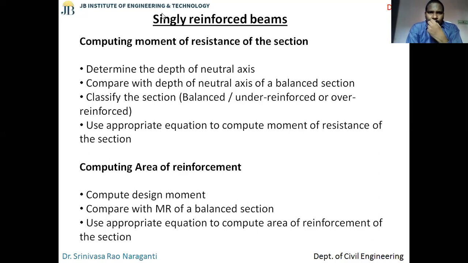Let us see. Okay, here is computing the area of reinforcement. If you want to find out the area of reinforcement, first you find out the design moment. Once you know the moment, you compare it with that of a balanced section. Then we use the appropriate equation based on whether the Mu value is less or more. Based on that, we find out the area of reinforcement, whether it is equal to the Mu limit value, or it is becoming an under-reinforced section or an over-reinforced section. We classify them, then we use the appropriate equation to find the area of reinforcement.